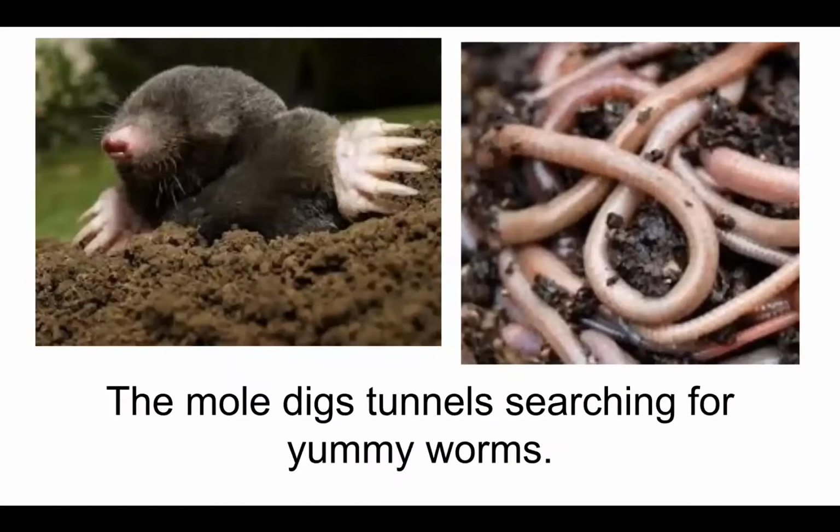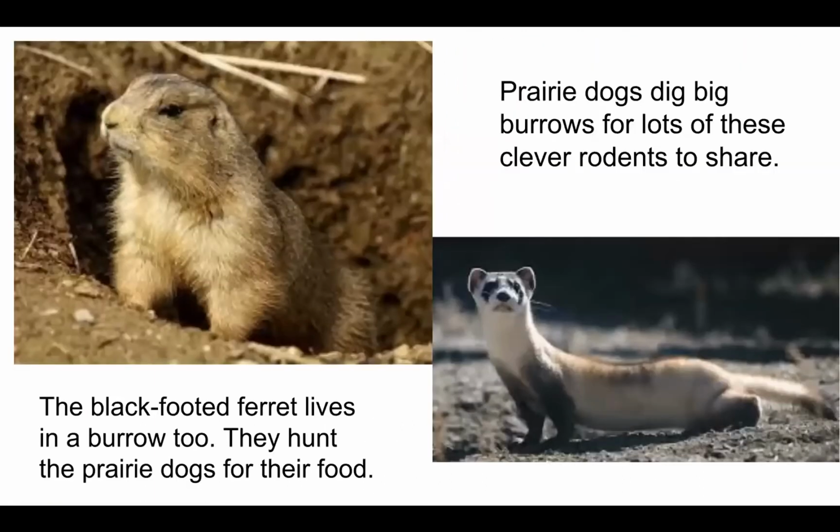And then, of course, the mole. It's almost completely blind, but look at those big claws for digging. And they're tunneling through looking for yummy worms. The prairie dog digs a big, extensive burrow, like an apartment house. There's lots and lots of prairie dogs in it. And there's one animal, that ferret there, the black-footed ferret, only eats prairie dogs. And look at the little short legs they have so they can go down that burrow hunting.